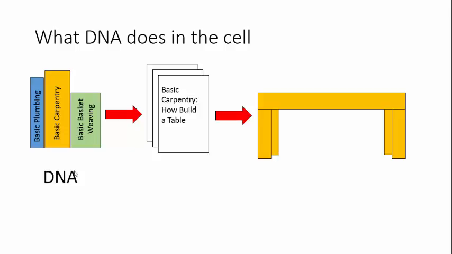DNA is the Library of Congress for the cell. It has the information for all of how to do stuff, how to make tools, how to make the lumber that would go into a structure in a cell. That's DNA. Now, DNA is protected because you don't want to get sawdust on it. You don't want it to get damaged.